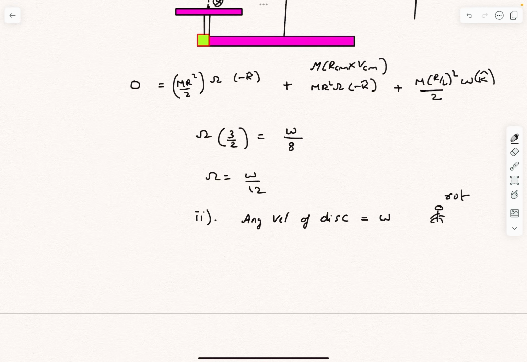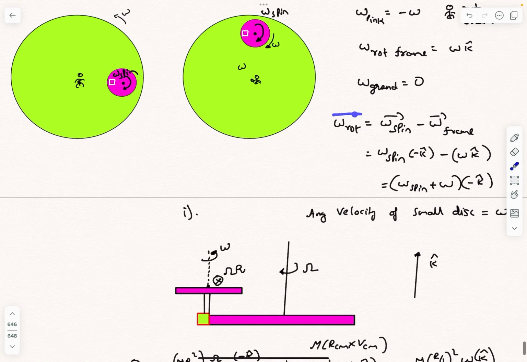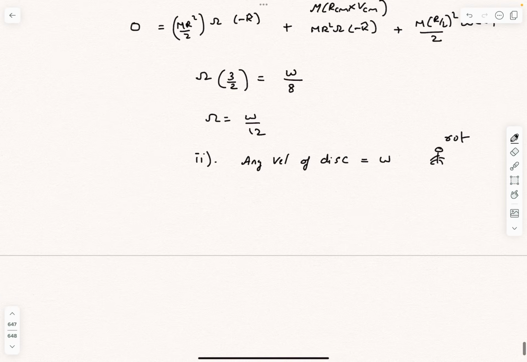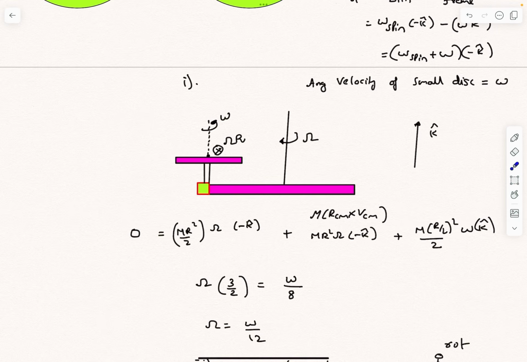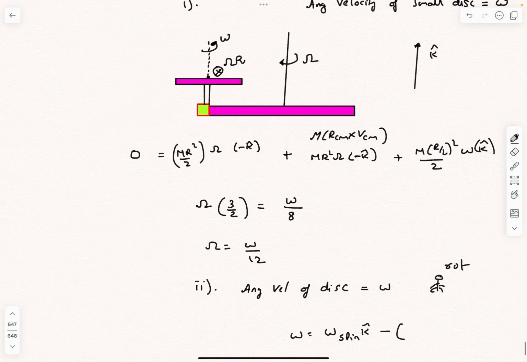Okay, this is with respect to the rotating frame of reference. So for the rotating frame of reference, omega is the spin omega minus the omega of the frame. Which means the omega that they gave is the actual spinning omega, which in this case, let's say is in the k cap direction, minus the omega of the turntable. So this will be omega spin in the k cap direction, minus the omega of the turntable.